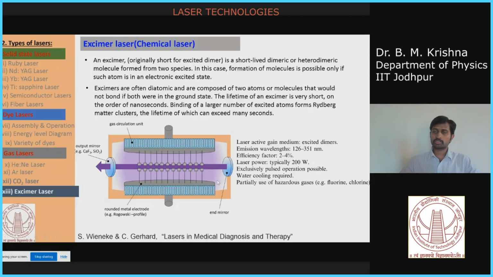The system generally uses water cooling, because high power lasers require cooling. Partially, hazardous gases will also come out of the chambers. These are things that can be taken care of when you work with these Excimer lasers.